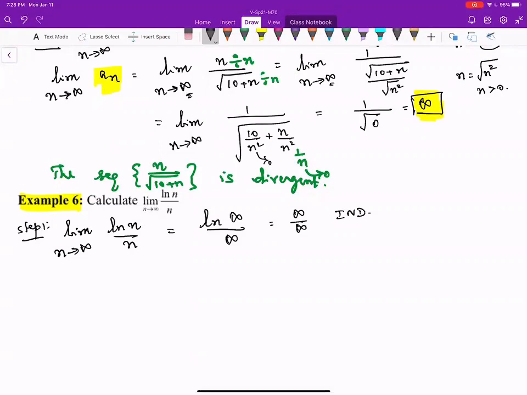But L'Hopital's rule is applied only to functions. You cannot apply it keeping n as an integer, because when you say ln n over n, n is an integer. They are terms of a sequence: a sub 1, a sub 2, all these are values corresponding to n equal to 1, n equal to 2, and so on. So you cannot apply L'Hopital's rule to a sequence.